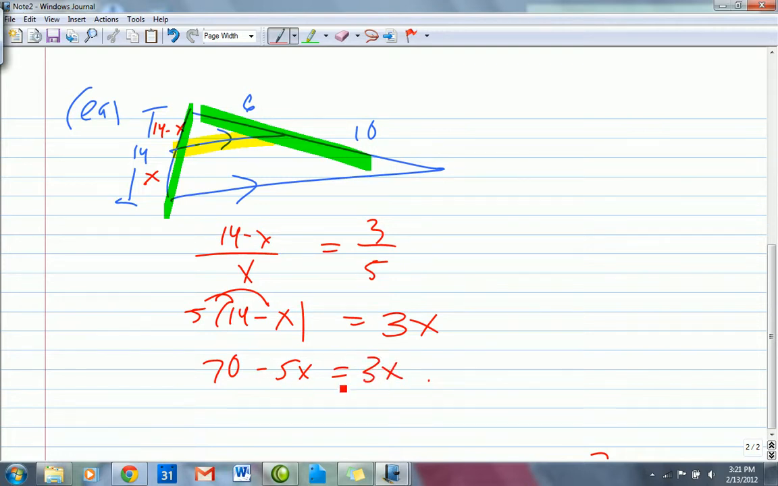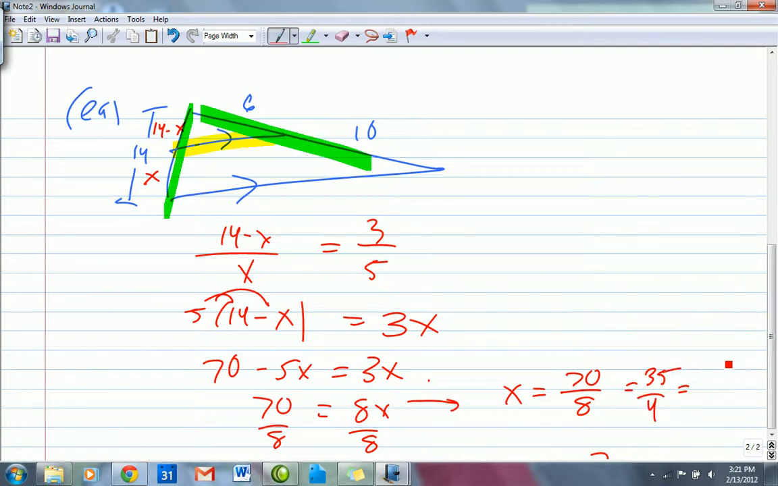I'm going to add 5x to both sides, and that gives me x equals, when I divide both sides by 8, 70 over 8, which is a fancy way of saying 35 over 4, which is almost 9, so it's 8 3/4. Going back to the original diagram, this piece right here is 8 3/4, and since the whole is 14, this is what's left: 14 minus 8 3/4, which is 5 1/4. So that's one example using the side splitter theorem.